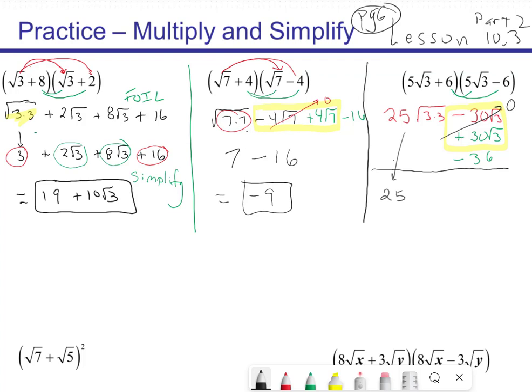Now, what is the square root of this? This is 3 squared. In my head, I'm thinking 3 times 3 is 3 squared, and the square root of 3 squared is just the whole number 3. It became a whole number. So square root of 3 times square root of 3 is square root of 3 squared. That's nice. It's just 3. 25 times 3. And then I have this number left over, minus 36. So 25 times 3 is 75 minus 36, which equals a regular whole number 39, no radical. There we go. So that is the multiplied and simplified answer of the second one.